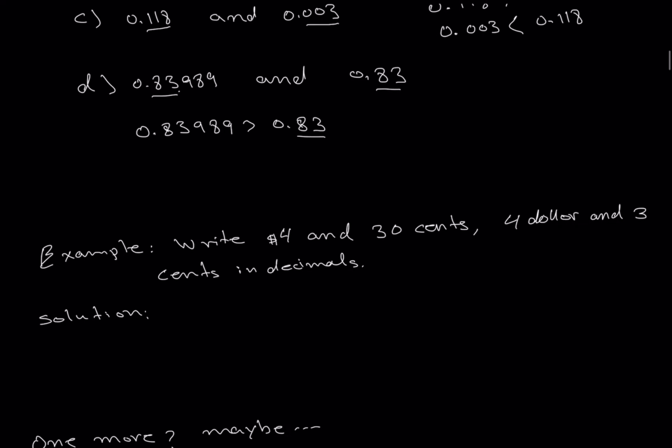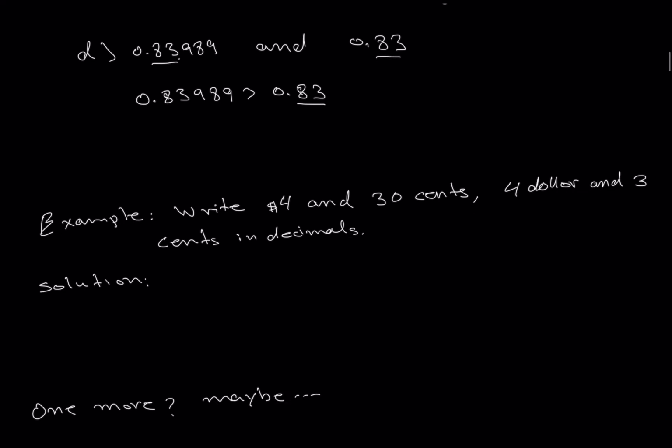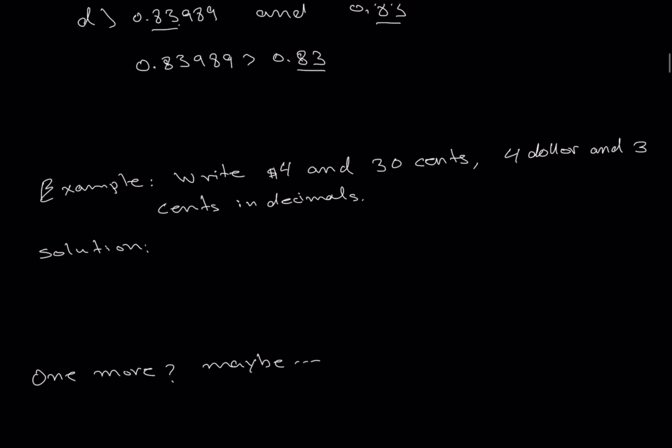Okay, moving on to the next example. Write $4.30 in decimals. How do we do that? We know what a cent is. 1 cent... $1 is equal to 100 cents.